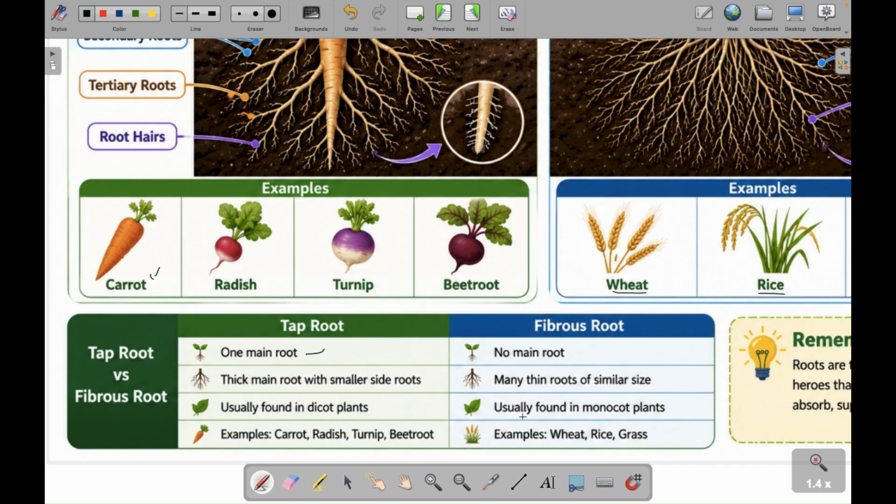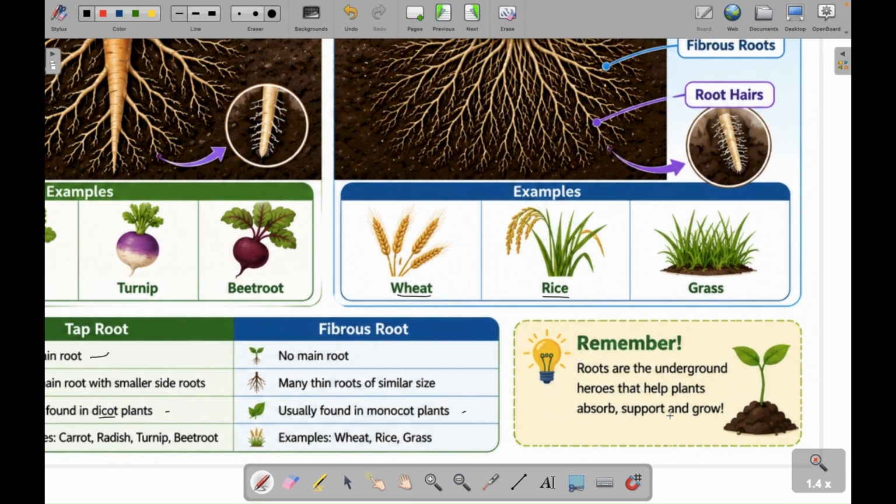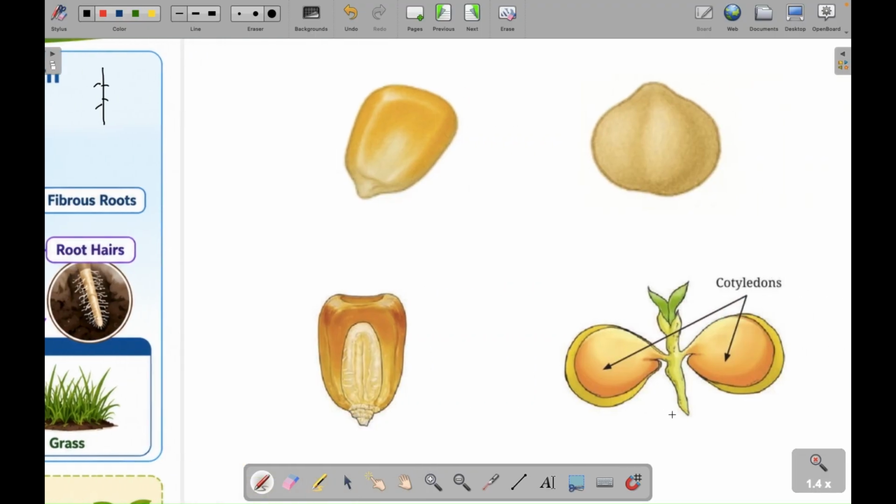So something not in your syllabus, but I think it would be good if you understand what dicot and monocot plants are. See, whenever a plant grows, it always grows from a seed, right? And I have two seeds here. One is corn, the other is chickpea, right? If you try to split chickpea into two parts, it will split. However, if you try to split this into two parts, it will not. It will just have one part, right? So what is the purpose of this?